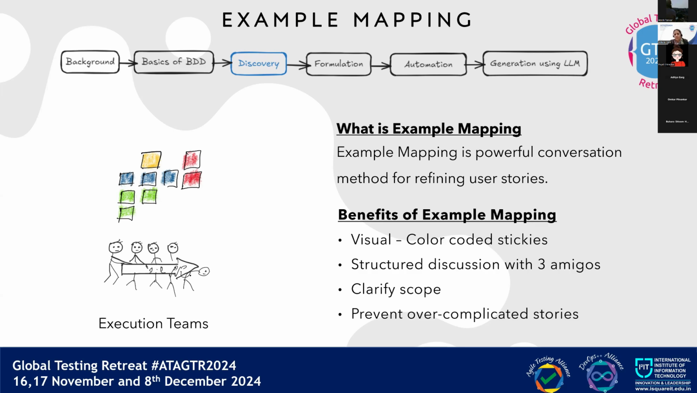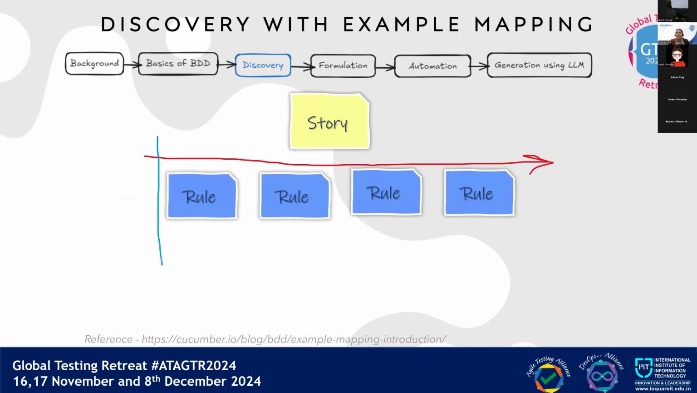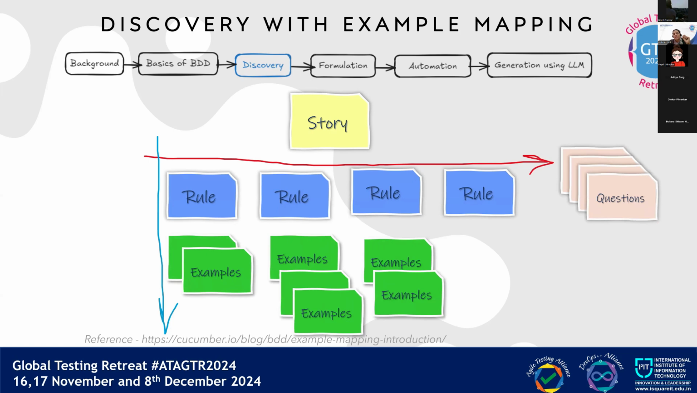And you don't need much for it. All you need is color-coded cards and some marker pens. What you do is put down the story on top on a yellow card, and then you want to find out the behavioral boundaries of that story. That's what you call a rule, and you put it down on a blue card. Then for each rule, you give an example worded with real data. Everything that doesn't get answered is put down as a question for a later point in time. You can discuss it with the product owner.